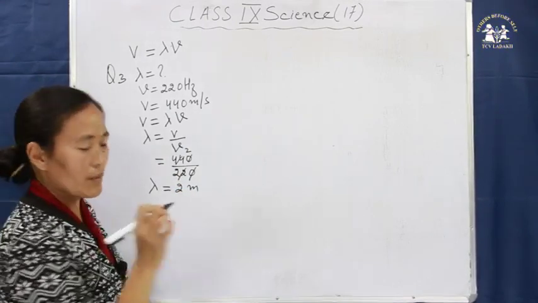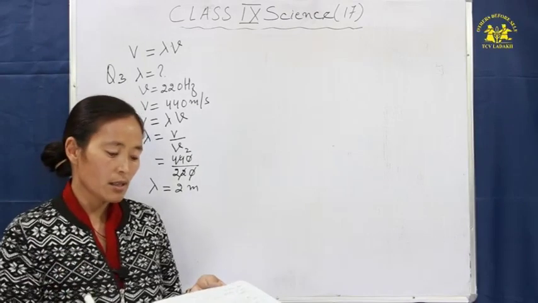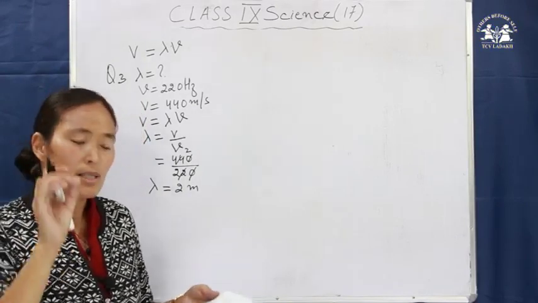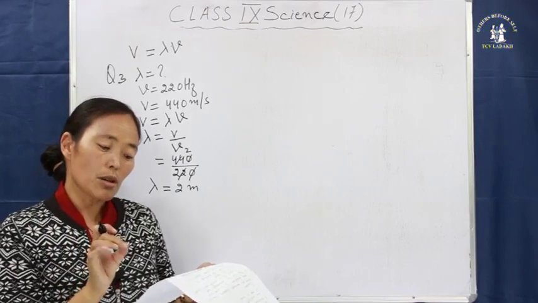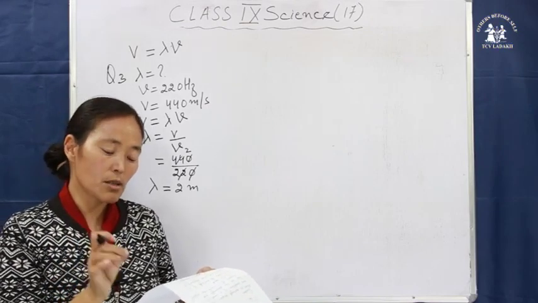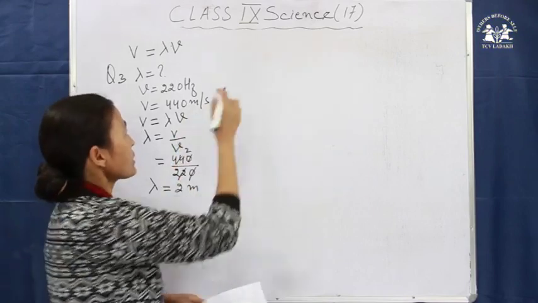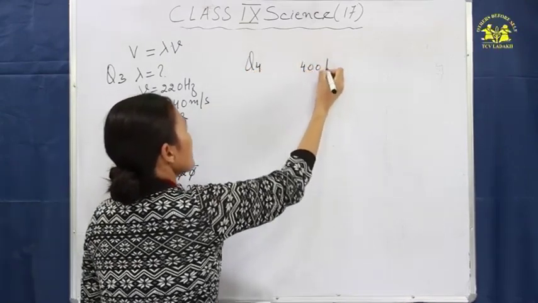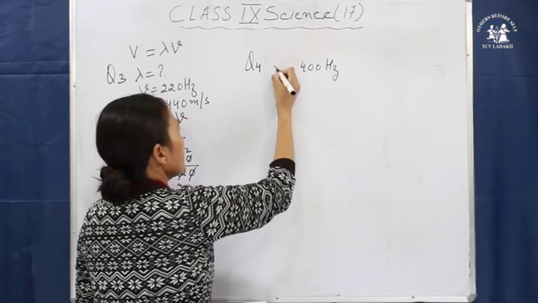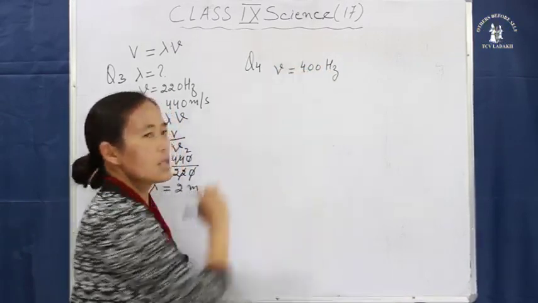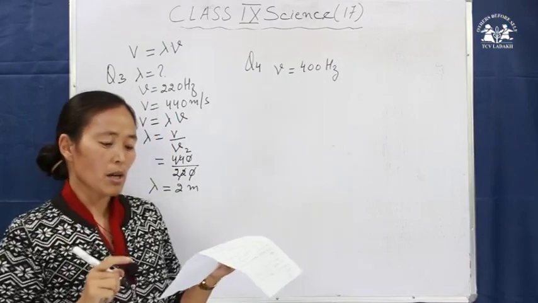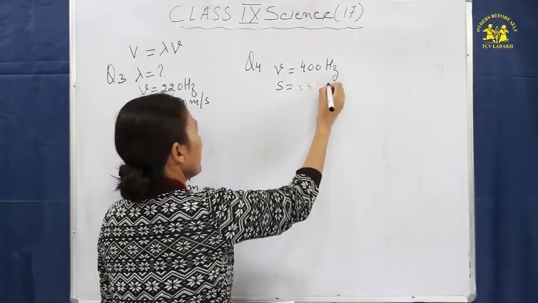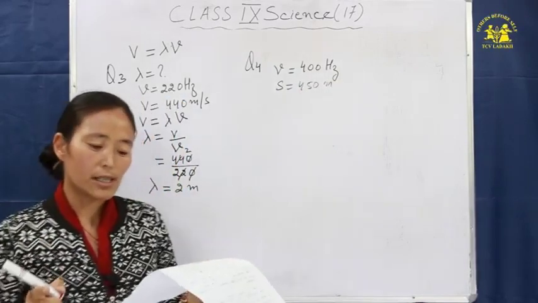Now the next question. A person is listening to a tone of 500 hertz sitting at a distance from the source. The listener receives the frequency of 400 hertz, and hertz is the unit of frequency.